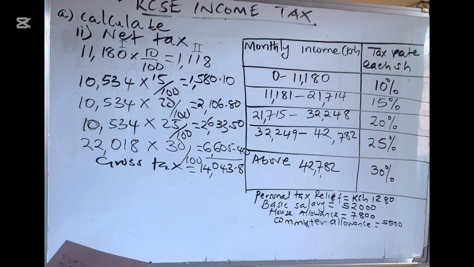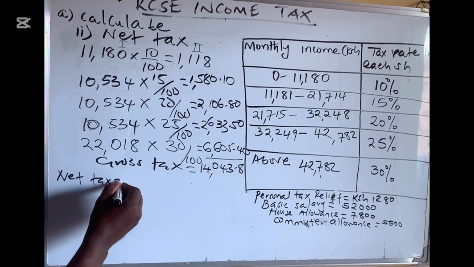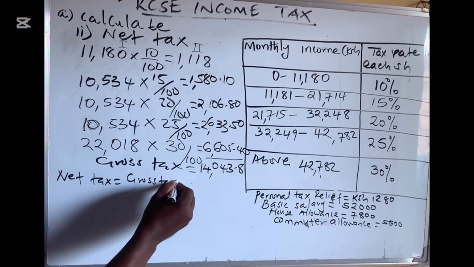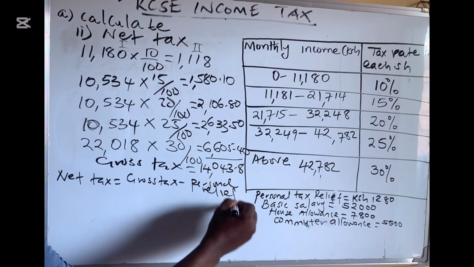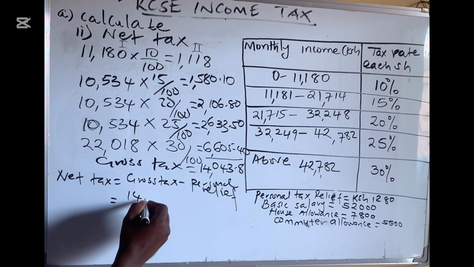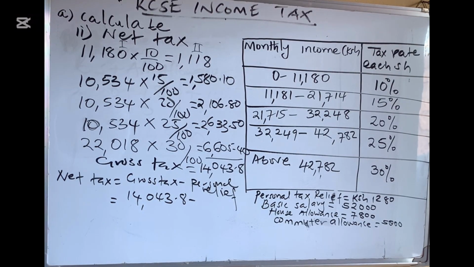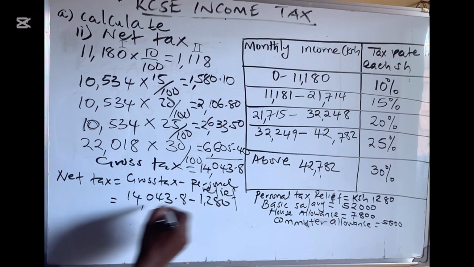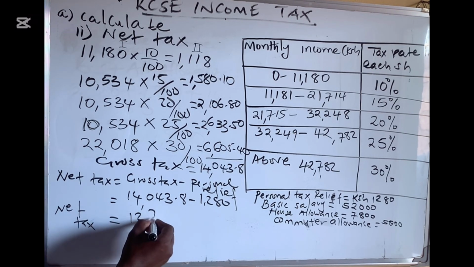Our question is asking us for net tax. And normally, the net tax is given by the gross tax, which is the total tax, minus the personal relief. So the gross tax is 14,043.8 minus our personal tax relief, which was 1,280 according to the question. When you subtract, this gives us our net tax of 12,763.